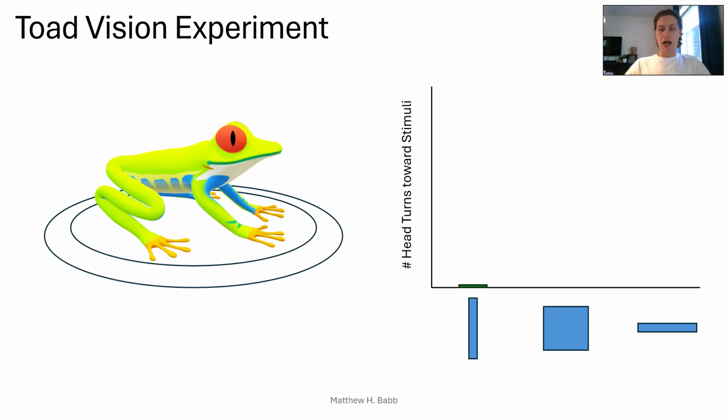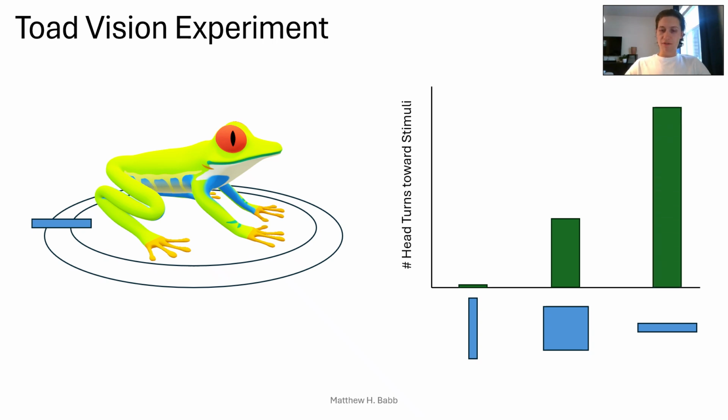The next object that they did was a square. So the square elicited a more frequent response than the vertical rectangle, but it was still not a lot of orientation towards the square. And so finally, for their final shape, they did a horizontal rectangle. And sure enough, they found that the horizontal rectangle was oriented to a lot. So the toad would turn very frequently to look at that horizontal rectangle. And so the question is, what in the world is going on here?